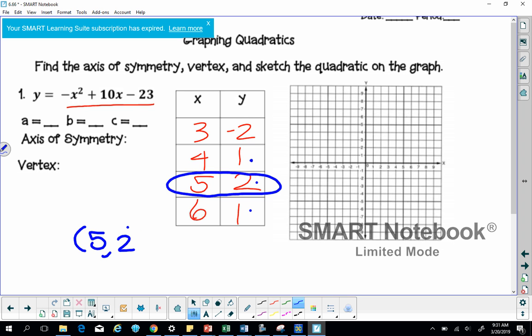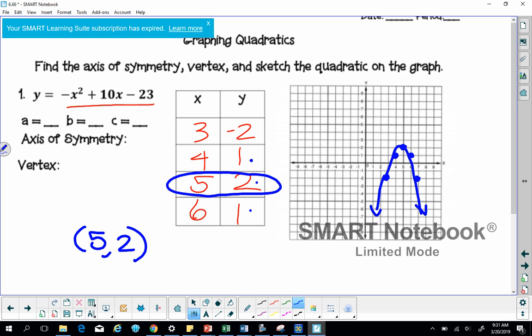That's my answer. Even when you plot these, write 3, -2, 4, 1, 5, 2, 4, 1, and so it looks like this, which is a parabola, and you can see the vertex is going to be right there.